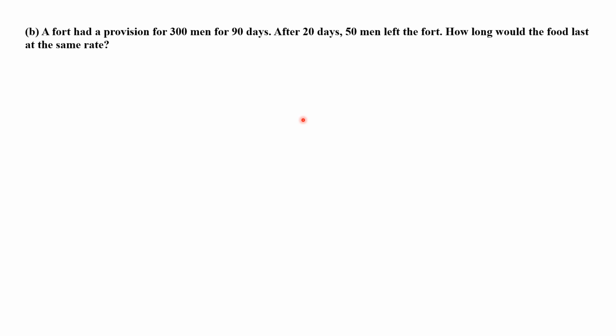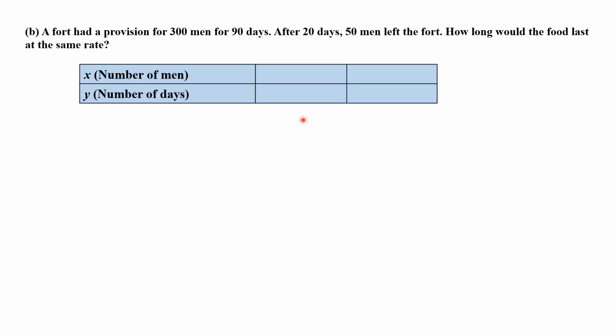So first I'm going to make a table for this. So X I have assumed as number of men and Y I have assumed as number of days. So here it is given. First is 300 men. The food will last for 90 days.